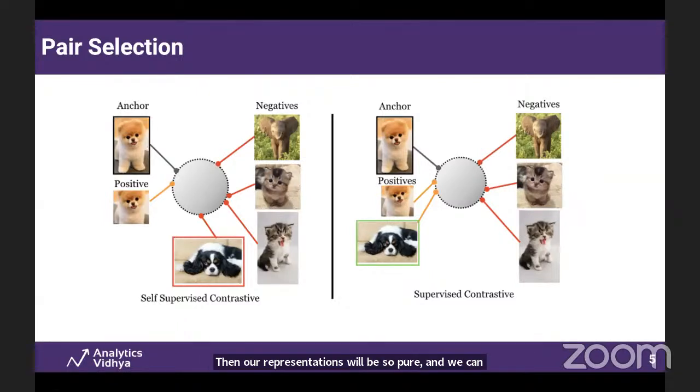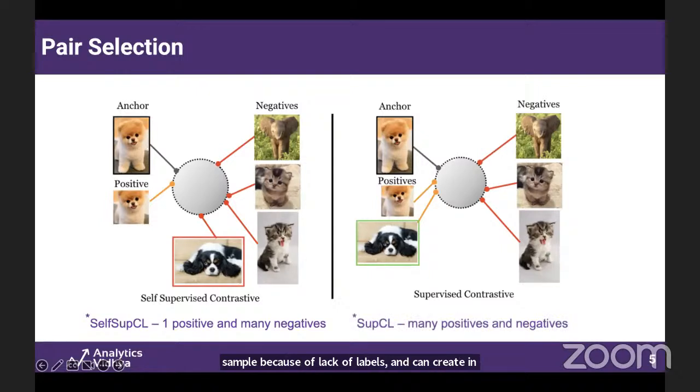So now coming to the pair selections, in self-supervised contrastive loss, we can only create one positive sample because of the lack of labels, and can create many negative samples if we are randomly selecting them. But in supervised contrastive loss, we can have many positives and many negatives because we know the target. Since we know the target, we can easily pick as many positives and as many negatives as we want, based on the batch size we have.